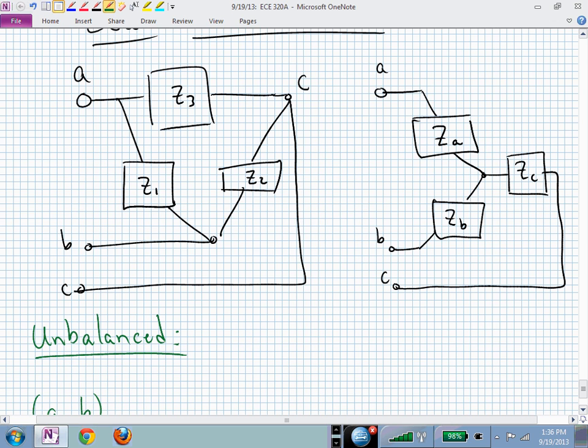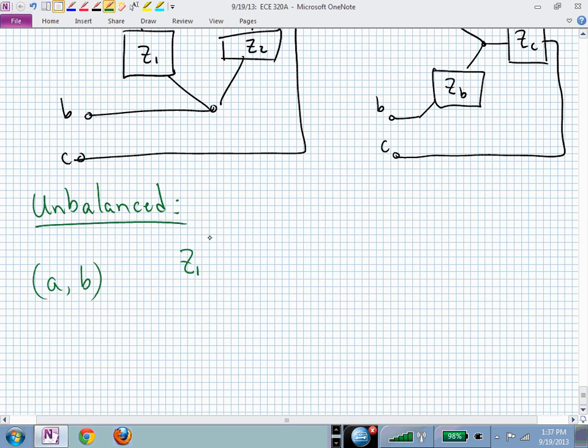If I look at that and I say I need to find the equivalent impedance, I have Z1 in parallel with the series Z2, Z3. Yes? In the left-hand side configuration. So that now I have Z sub 1 times Z sub 2 plus Z sub 3 all over their sum. That's the delta configuration impedance between terminals A and B.